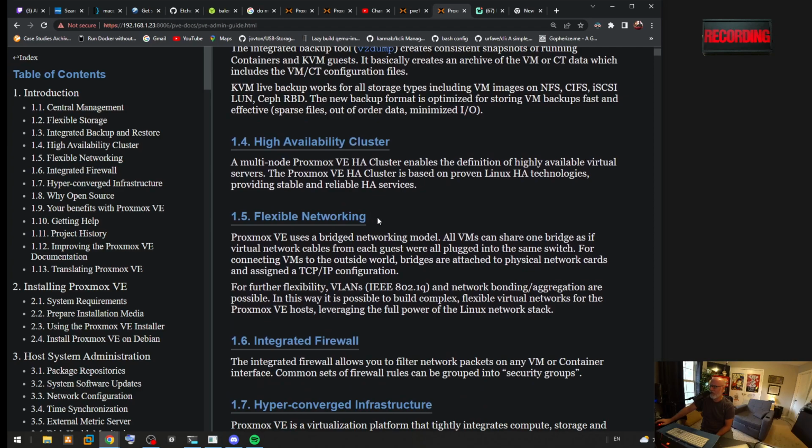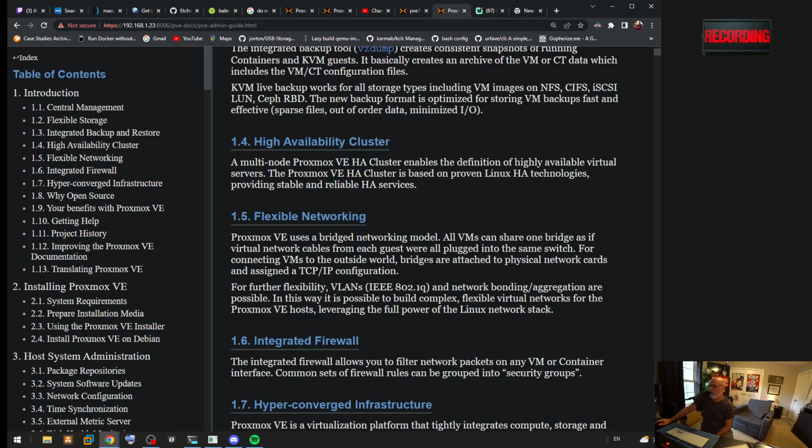1.5, flexible networking. Proxmox VE uses a bridge networking model. That makes sense. All VMs can share one bridge as if virtual network cables from each guest were all plugged into the same switch. Nice.